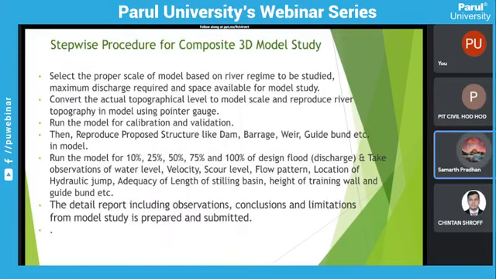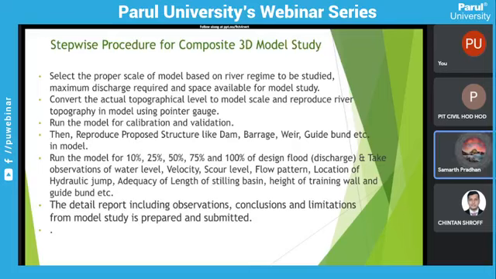So once the topography is over, what is the next step? Run the model for calibration and validation. So I have already discussed that the known discharge and water level, which is taken in the hydraulic data, is implemented here and the model is run for this calibration and validation. Once it is calibrated, then we can say that our topography and model are okay.